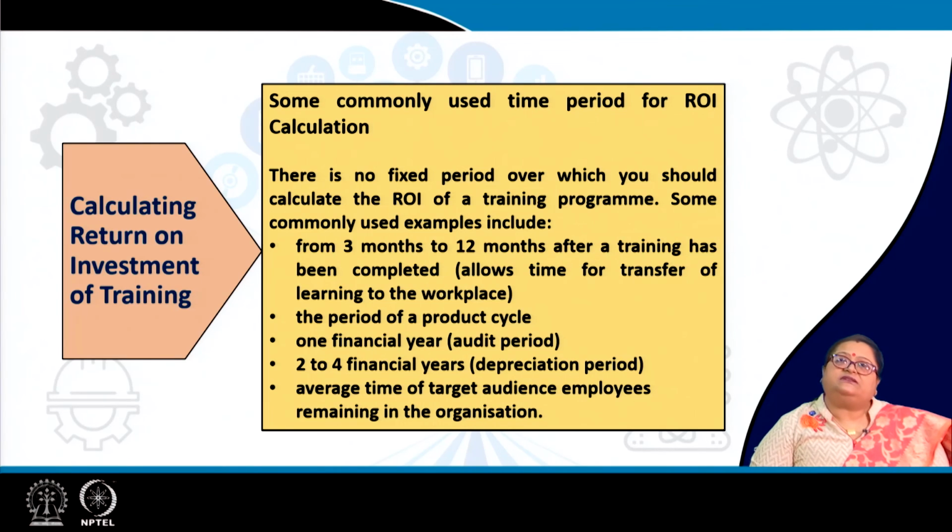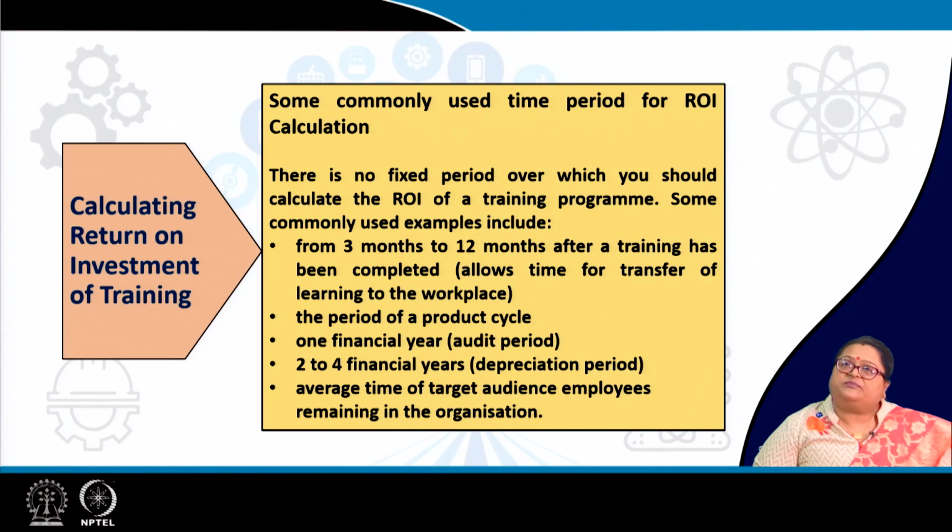Now, calculating the return on investment of training. There is no fixed period over which we should calculate the ROI of a training program. Some commonly used examples include from 3 months to 12 months after a training has been completed. It allows time for transfer of learning to the workplace.